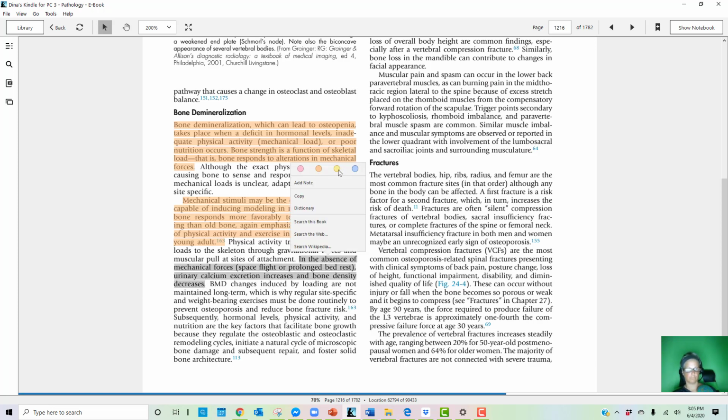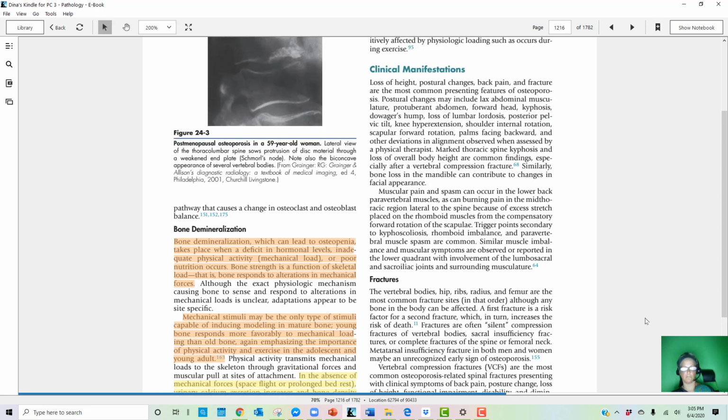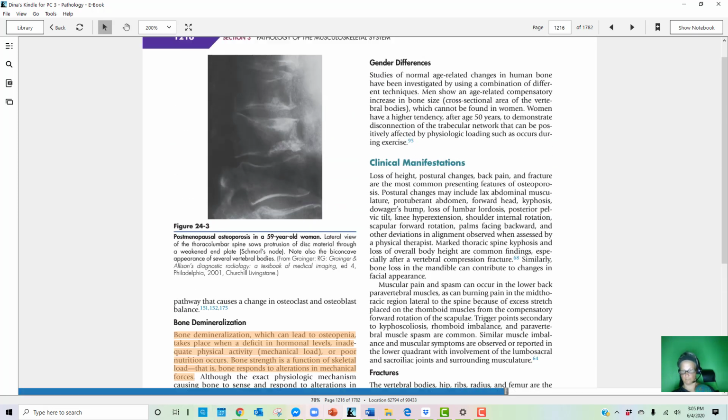BMD changes induced by loading are not maintained long-term, which is why regular site-specific and weight-bearing exercises must be done routinely to prevent osteoporosis and reduce bone fracture risk. Subsequently, hormone levels, physical activity, and nutrition are the key factors that facilitate bone growth because they regulate the osteoblastic and osteoclastic remodeling cycles, initiate a natural cycle of microscopic bone damage and subsequent repair, and foster solid bone architecture.